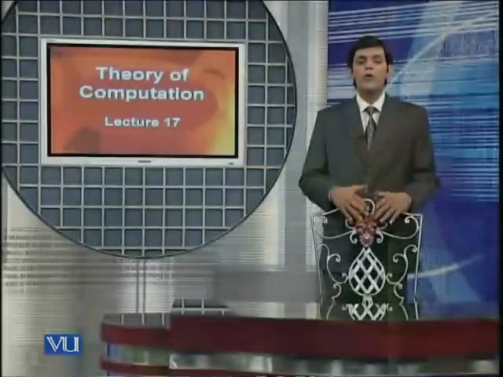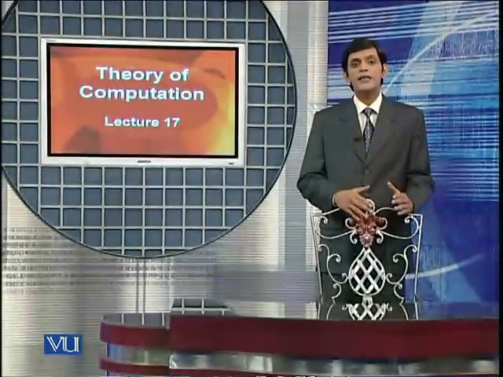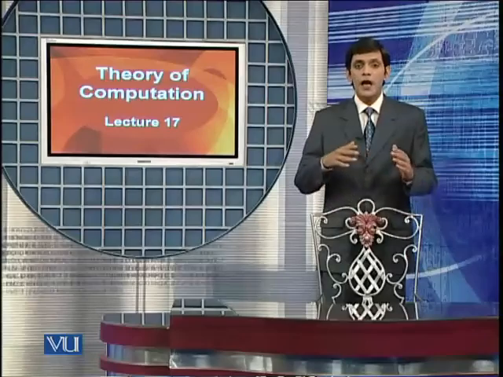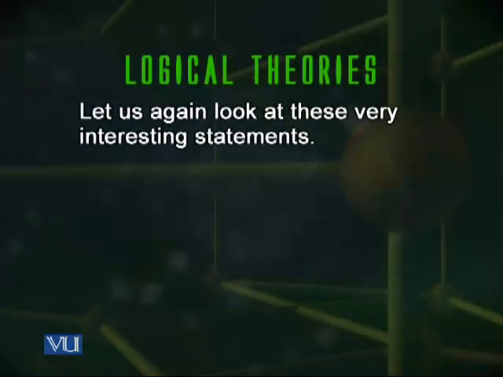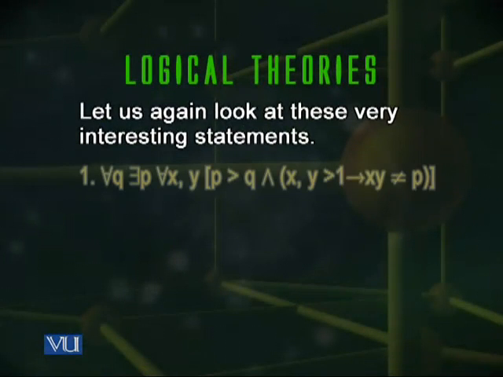Yesterday we looked at three statements that motivated our discussion of logic and models. Let's have a look at those statements once again. The first interesting statement, if we read it the way it's written, says: for all q there exists p such that for all x, y, p is greater than q and x, y greater than 1 implies that x times y is not equal to p. If we read this statement in English, it simply says that there are infinitely many primes. This is a very interesting statement.